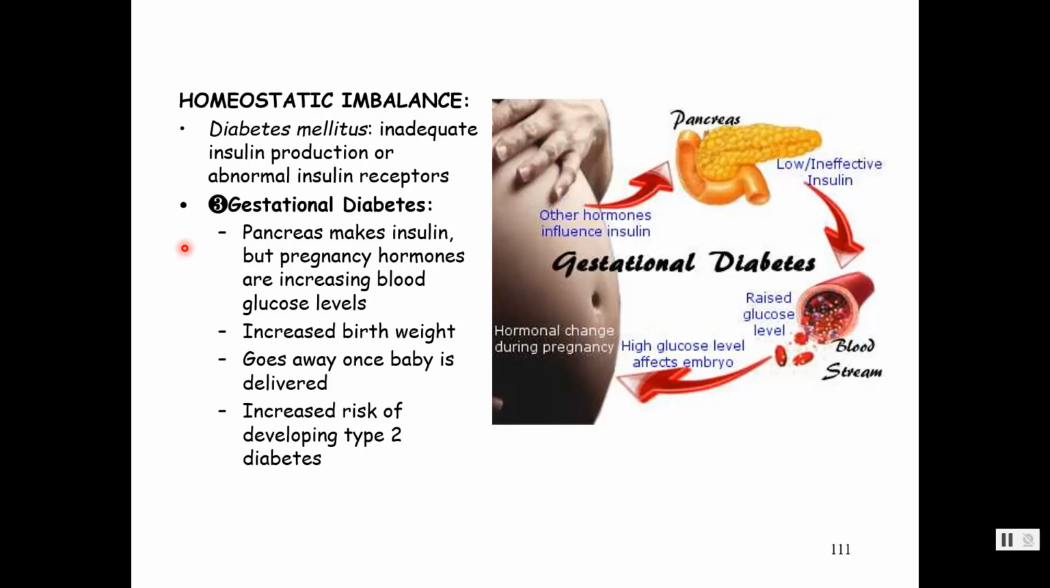The third one is gestational diabetes. This one only occurs when a woman is pregnant. And so the pancreas still makes insulin once again, but it's those pregnancy hormones that are making that woman insulin resistant. So it's going to increase blood glucose levels. What it leads to is an increased birth weight for the baby. Like I said, it does go away once a baby is delivered. A woman that has gestational diabetes does have an increased risk of developing type 2 diabetes, but due to those hormonal changes.